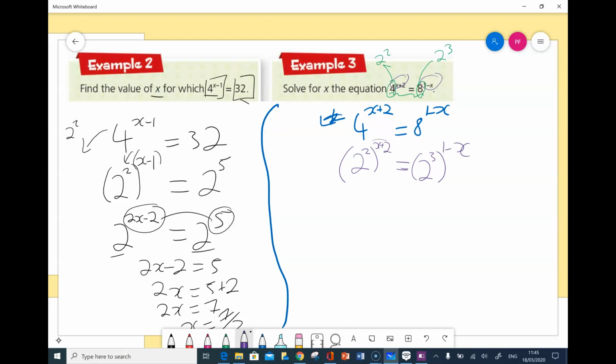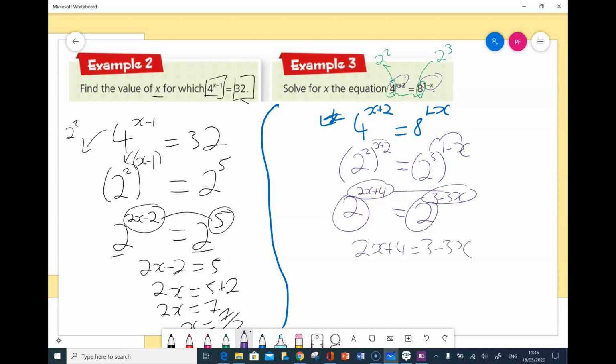Now, when I've got brackets in this situation, I multiply. So it's 2 to the power of 2x plus 4, and I multiply again: 3 times 1 is 3, 3 times minus x, so 2 to the power of 3 minus 3x. My base numbers are the same, so my indices must be the same as well. So 2x plus 4 must be equal to 3 minus 3x. With x to one side, 2x plus 3x is equal to 3 minus 4. So 5x is equal to minus 1. x is equal to minus 1 over 5.